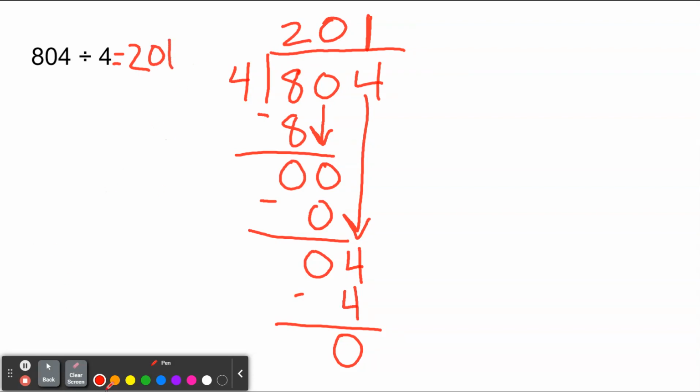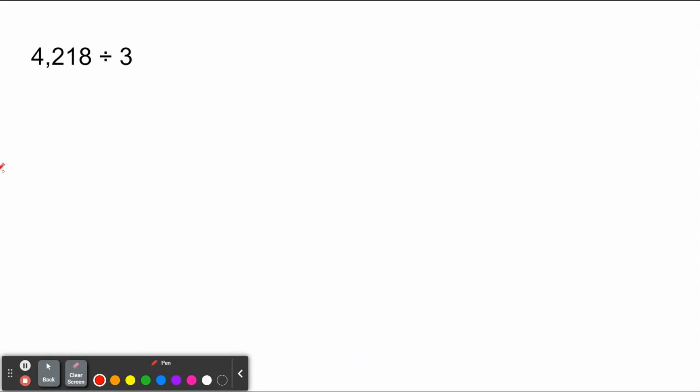Okay, now let's go ahead and take a look at another problem. So we have 4,218 divided by 3. Okay, so let's go ahead and use the standard algorithm again. My dividend is 4,218. That is what we are dividing, and we are dividing that into 3 groups. So let's go ahead and get started.